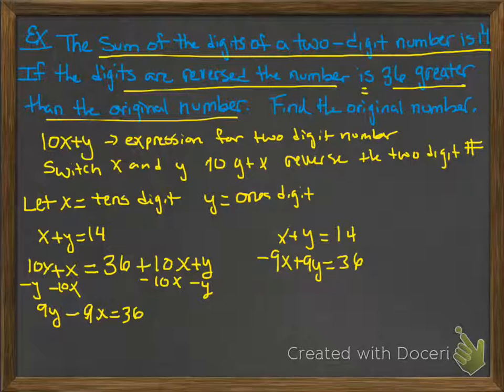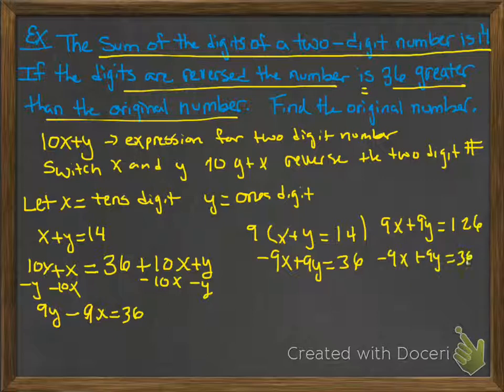With that, I'm going to multiply my top equation by 9, so that way I can cancel out my x's, and I end up with 9x plus 9y is equal to 126. And I'm just going to shift this equation, negative 9x plus 9y is equal to 36.